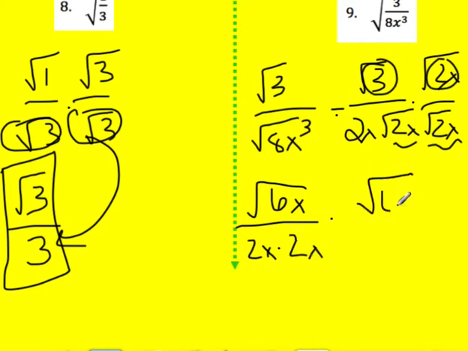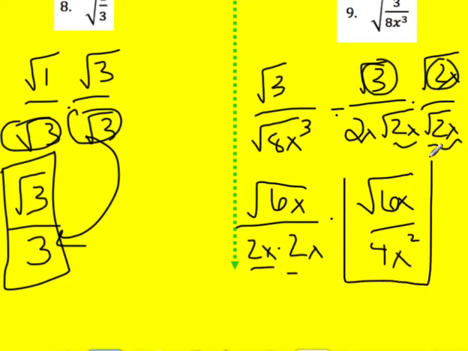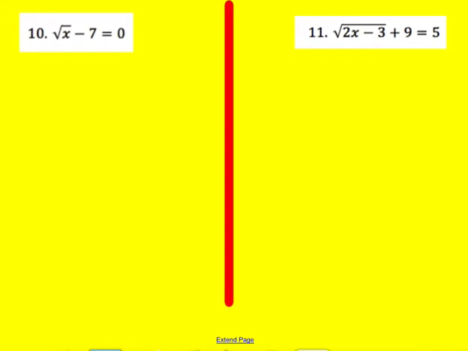So then I have the square root of 6x, and now I can multiply the bottom. 2 times 2 is 4. x times x is x squared. So that's your final answer for number 9. Now let's take a look at number 10, so solving radical equations.